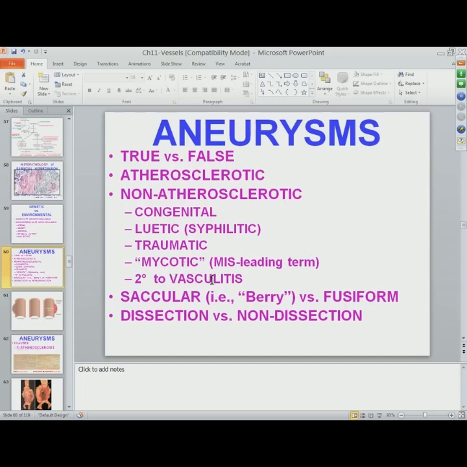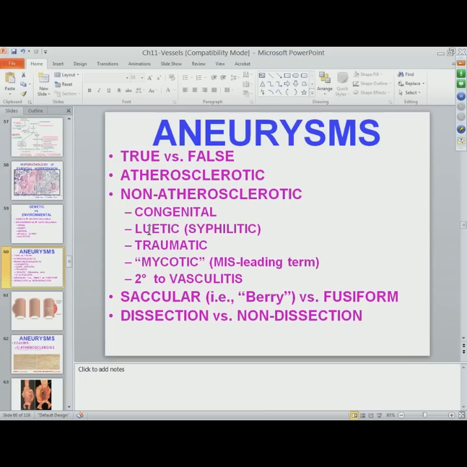And of course, we will go through the whole family of vasculitides, and when you have a weakened wall secondary to infiltration of inflammatory cells, that can lead to an aneurysm as well. These are all logical concepts, I hope.